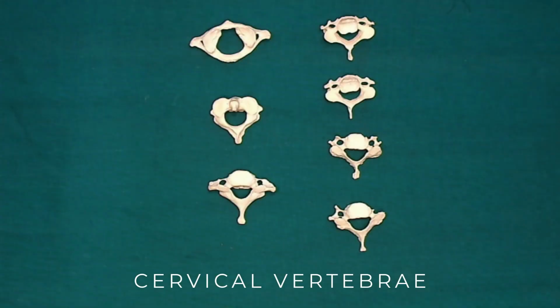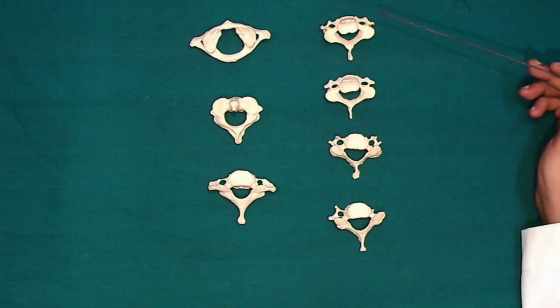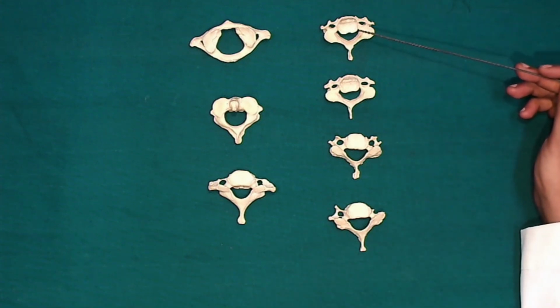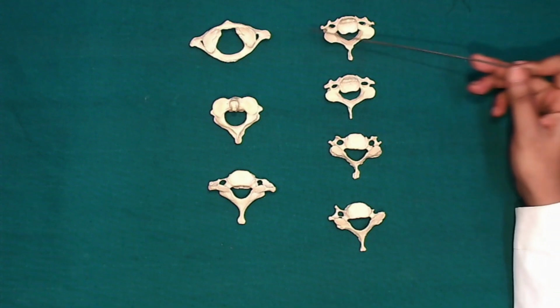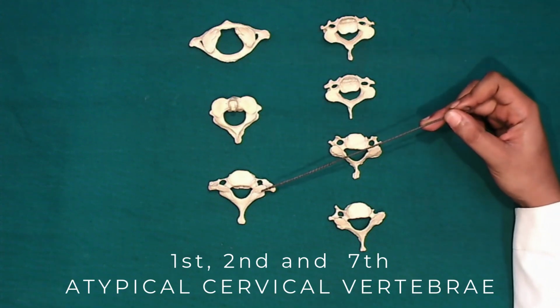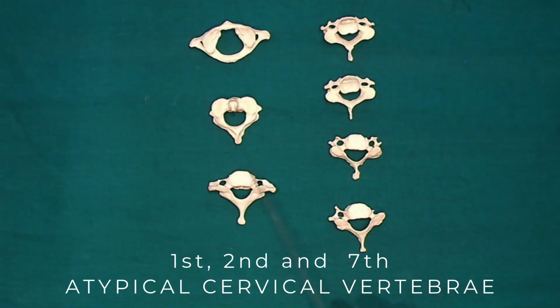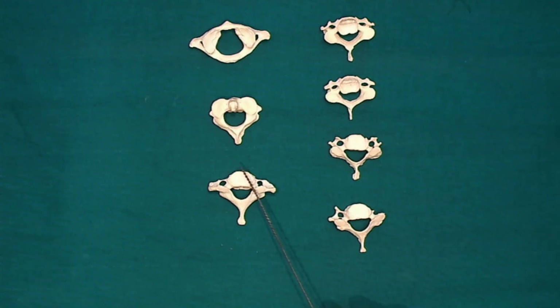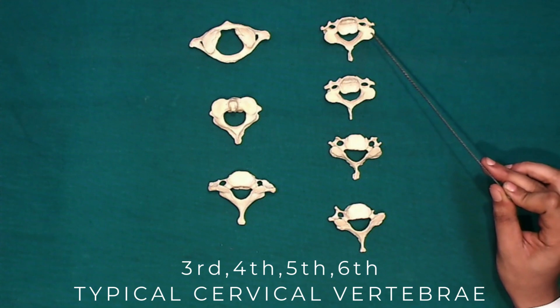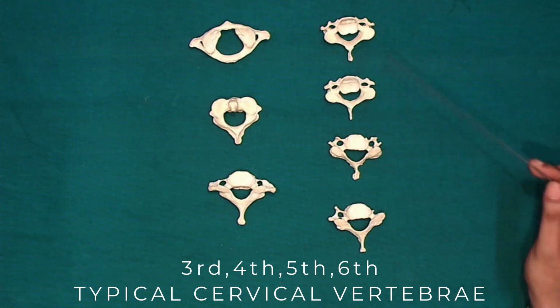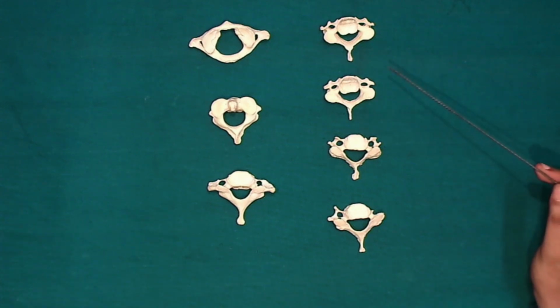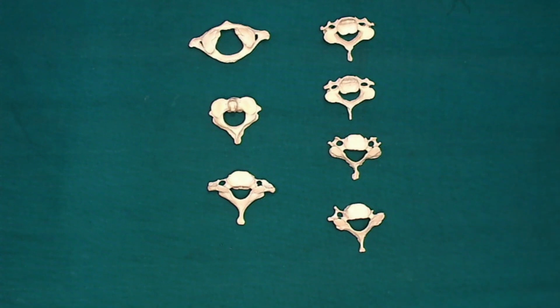Hello everyone. So today we'll be learning about the cervical vertebrae. Here are the 7 cervical vertebrae. Out of these, the first, second and the 7th cervical vertebrae have some distinct characteristic features for which they are known as the atypical cervical vertebrae. The vertebrae number 3, 4, 5 and 6 have similar characteristic features and hence they are known as the typical cervical vertebrae. So we'll start our discussion with typical cervical vertebrae.